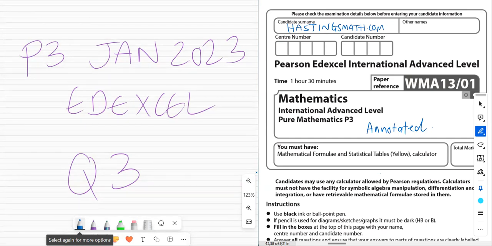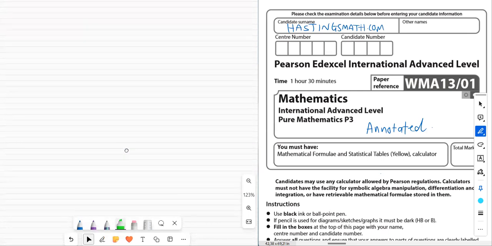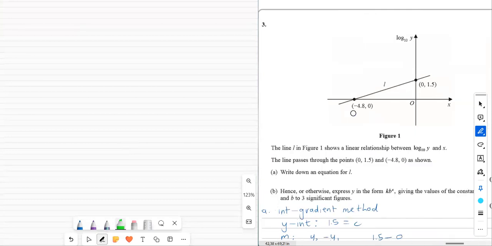Right, this is the P3 Jan 2023, question 3. This is the Edexcel syllabus. Working on question 3 here.